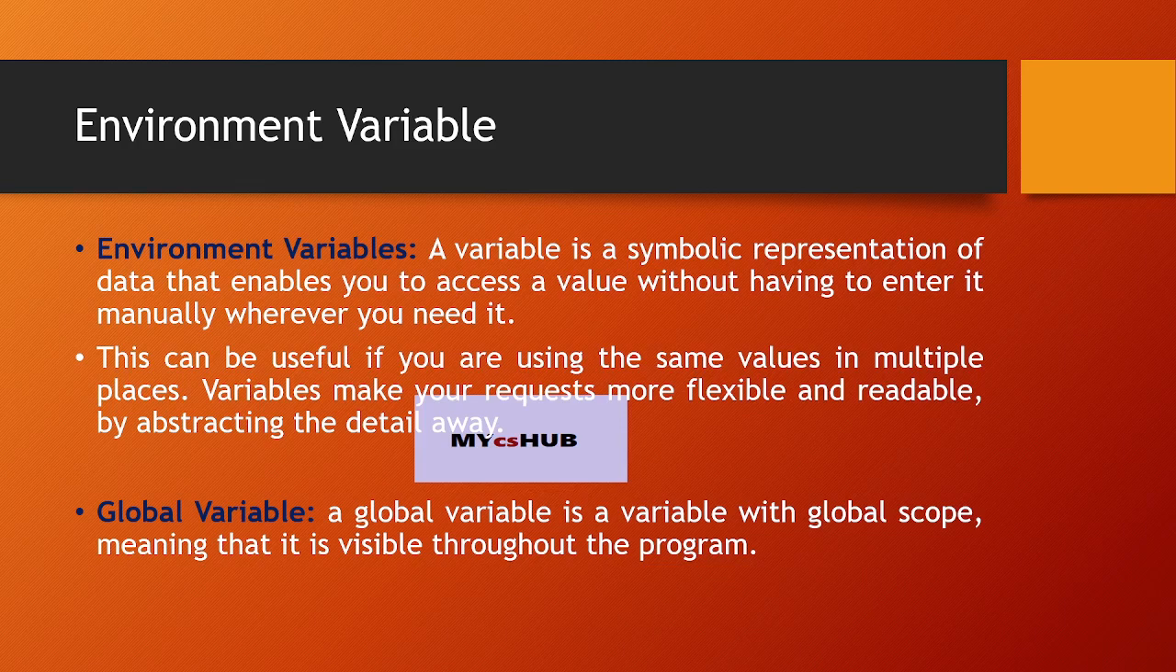Now we have a global variable. A global variable is a variable with global scope, meaning that it is visible throughout the program. So in the same section where you created the environment variable, you have one more option to create a global variable. And the scope of the global variable will be across the program wherever you are going to use it. So I will explain how to create environment variables and global variables in detail in the upcoming lecture.